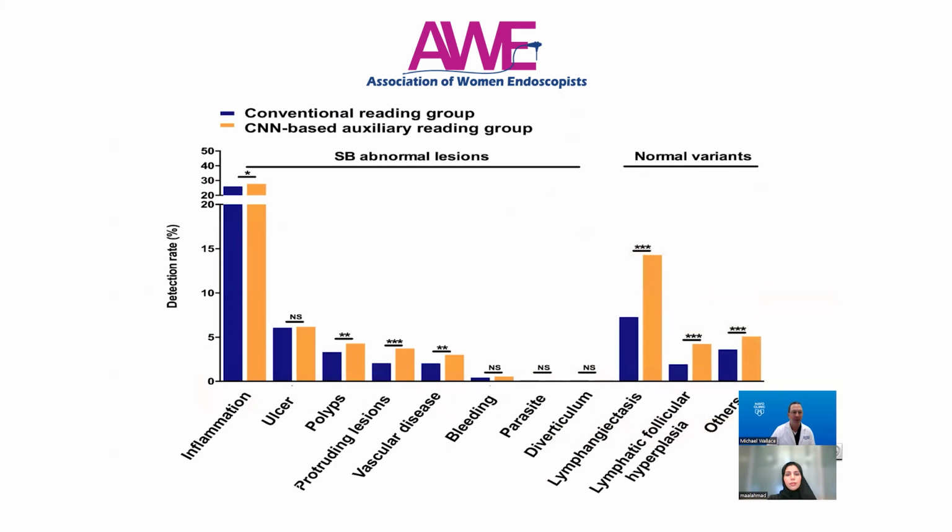And here's the data. The overall detection accuracy was extremely high for the so-called CNN, that's convolutional neural network or AI-based auxiliary reading, versus conventional reading by a panel of experts. You can see across the whole spectrum of things that we read on capsules, inflammation, ulcers, polyps, bleeding, and parasites, it was able to detect all of these equal to or better than a group of experts.